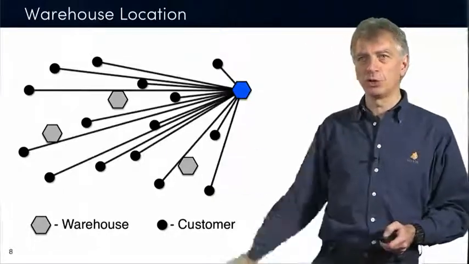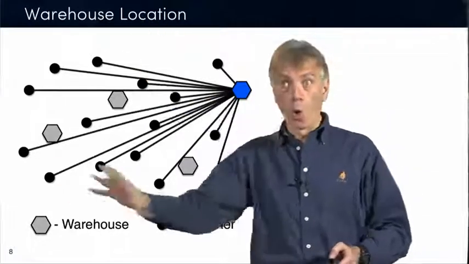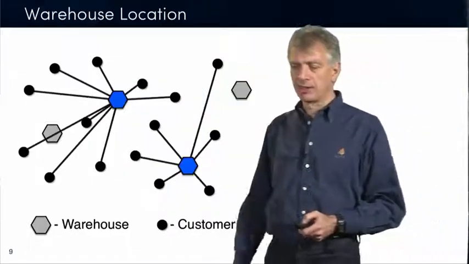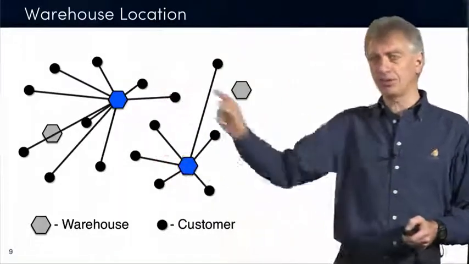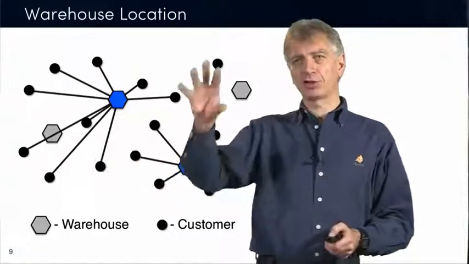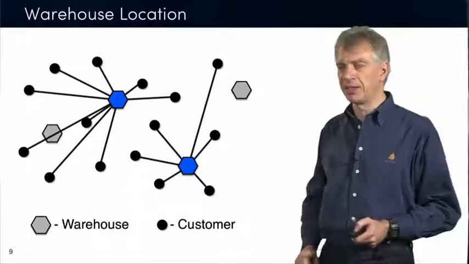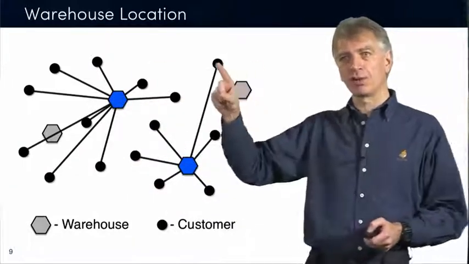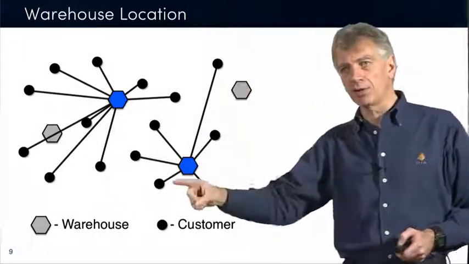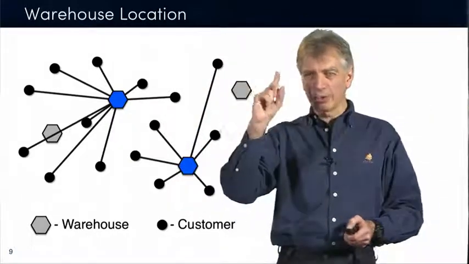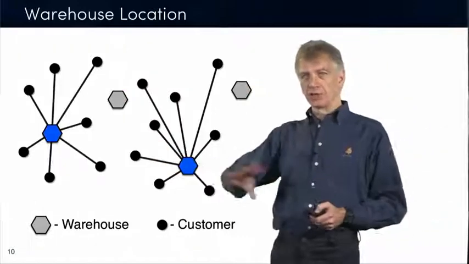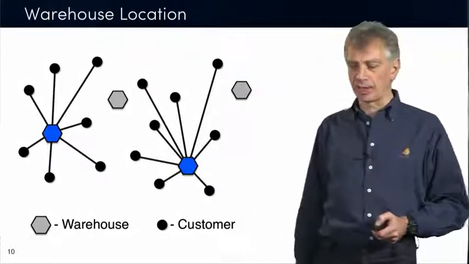So this is one solution where we open one warehouse and we serve all the customers with that warehouse. This is another solution where we open two warehouses, and the customers are served in the way which is depicted here. But once again, I want to mention the fact that every one customer is assigned to exactly one warehouse. And this is another solution with two warehouses. It's a different customer allocation.